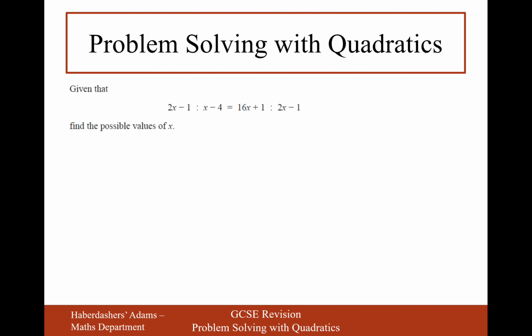Okay, so this question here is a pretty tricky one. Let's just do a quick example with numbers first. So if we say that the ratio of 2 to 4 is equal to the ratio 3 to 6, then you can see what's happening here. They're in the same ratio.